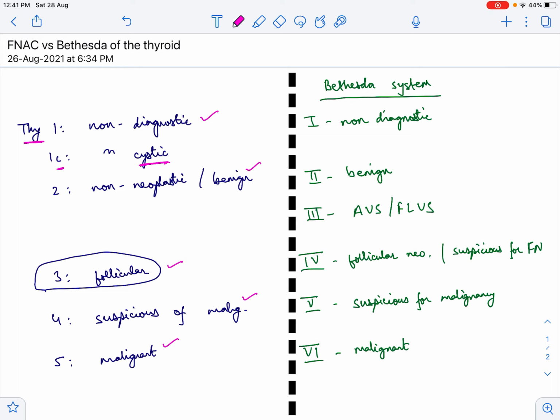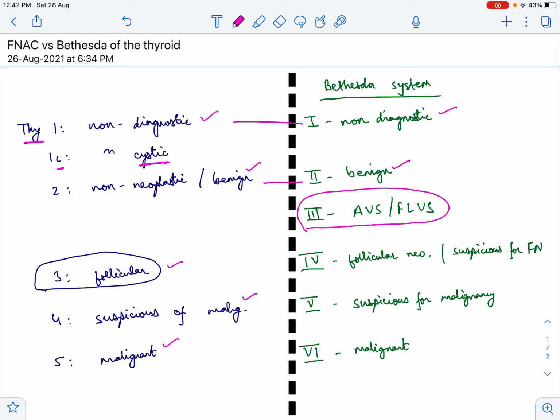Now, if you look at the Bethesda system, it is almost the same with only one difference, that is of grade 3 over here. Now, before that, 1 is non-diagnostic. This corresponds to THY1 and THY1C. Bethesda 2 corresponds to THY2, that is, it is benign. Bethesda 4 stands for follicular neoplasm or suspicious for follicular neoplasm. 5 and 6 stand for suspicious for malignancy and malignant. Now, if you look at this one, Thyroid 1 corresponds to Bethesda 1. Thyroid 2 corresponds to Bethesda 2.